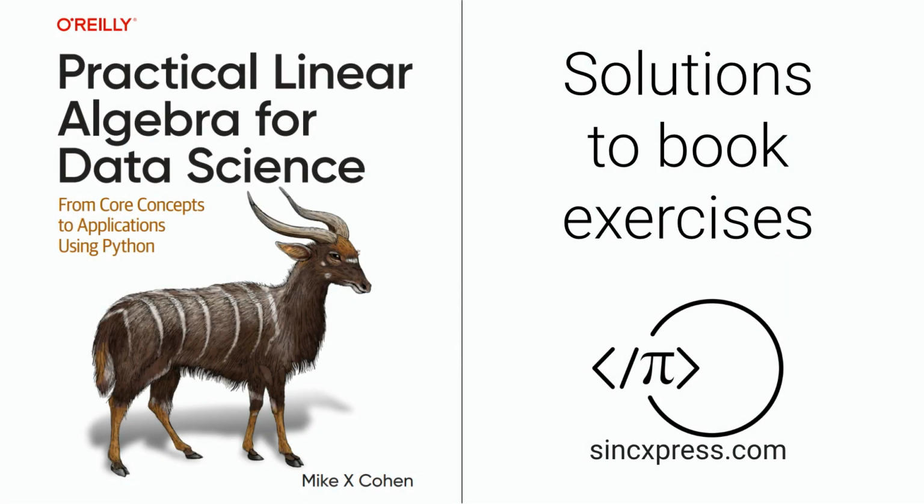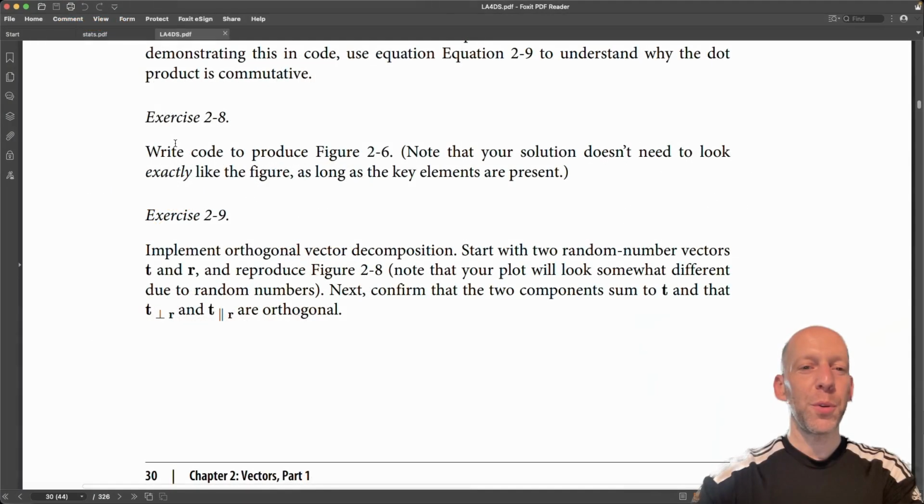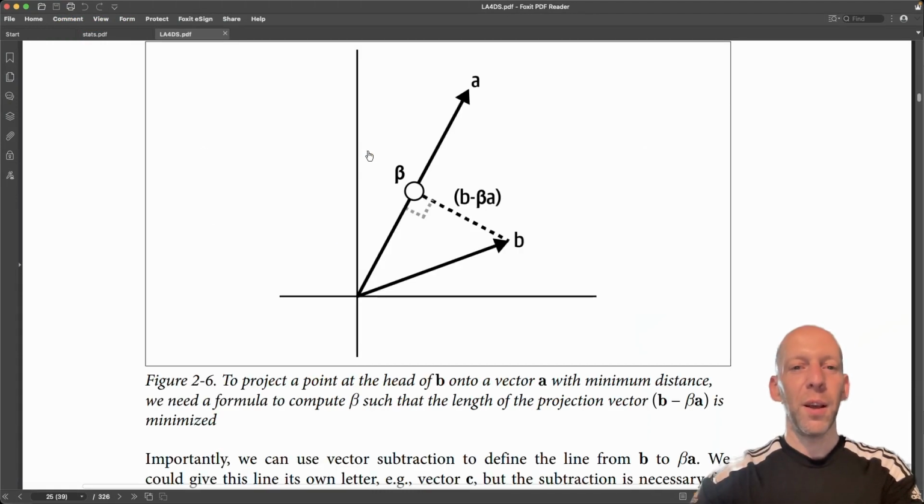The goal of exercise 8 in chapter 2 is to write code that produces figure 2.6. Okay, so let's have a look at figure 2.6. The idea here is that we have a vector A and a vector B, and we want to project vector B onto vector A such that the projection is orthogonal.